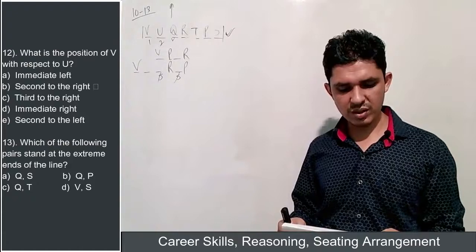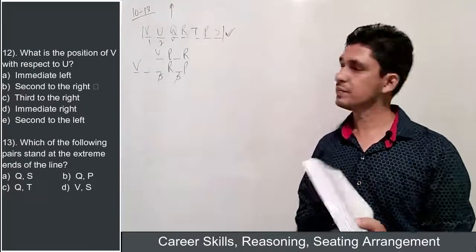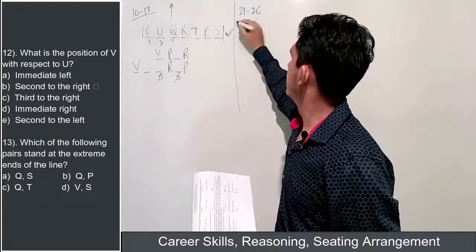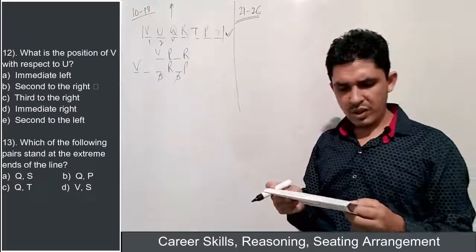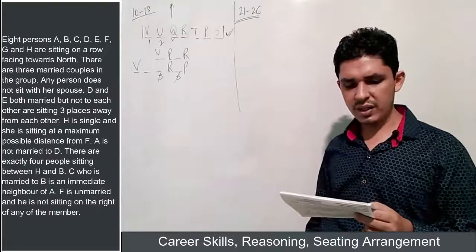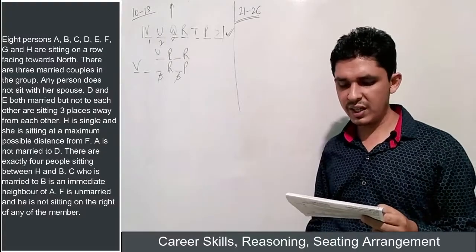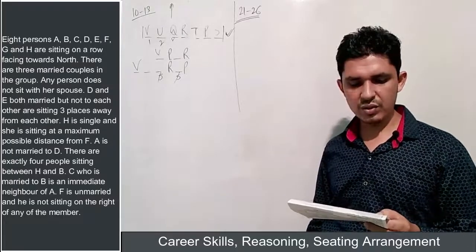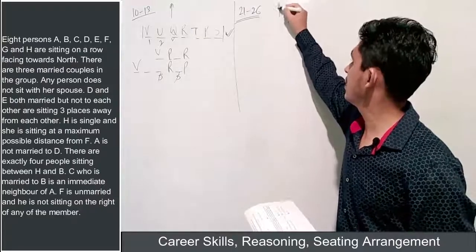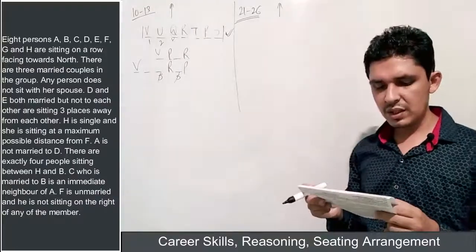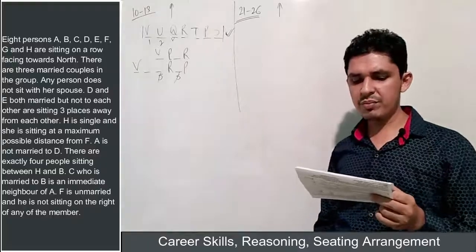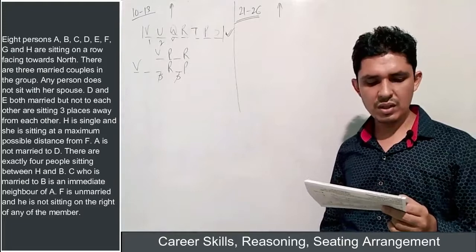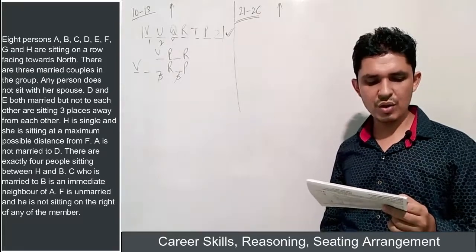Like the question is question number 21 to 26. Study the following information and answer the question. 8 persons A, B, C, D, E, F, G, H are standing in a row facing towards north. That means the north direction is this. There are 3 married couples in the group. No person sits with her spouse. D and E both are married but not to each other.